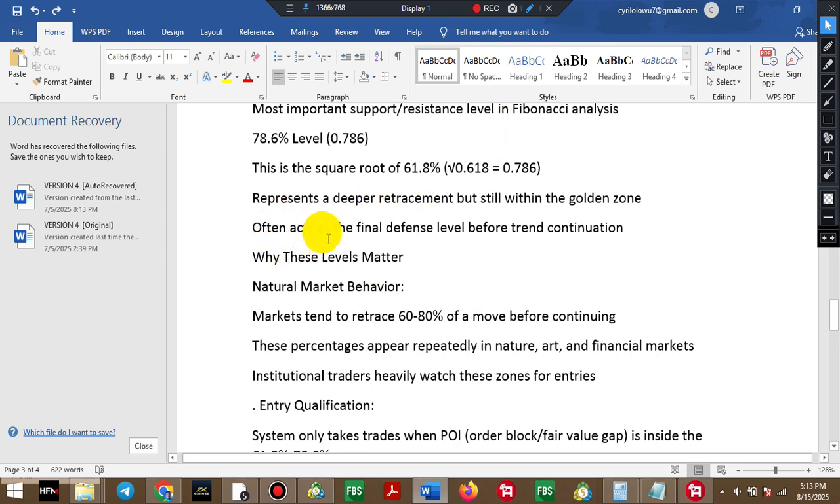Often acts, so 0.786 represents a deeper retracement, but still within the golden zone, right? It's still the Fibonacci retracement level, but this time it is the deeper part of it. It often acts as the final defense level before trend continuation. That means after price has dropped drastically to that level, it will act as defense. It can be a support or a resistance.